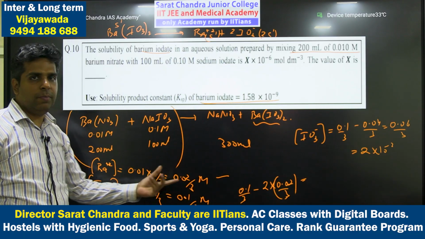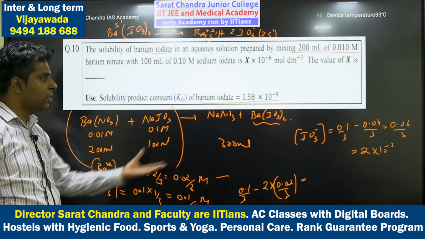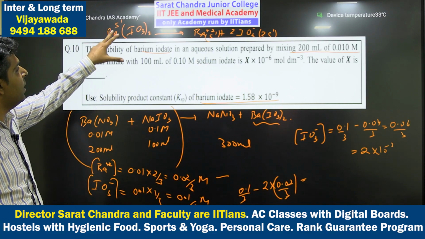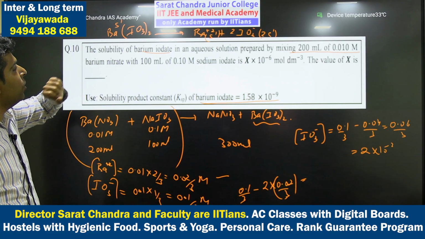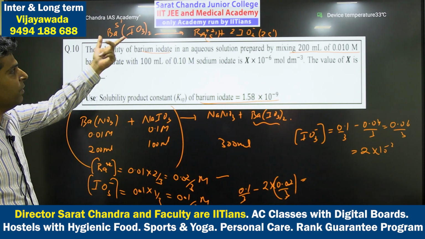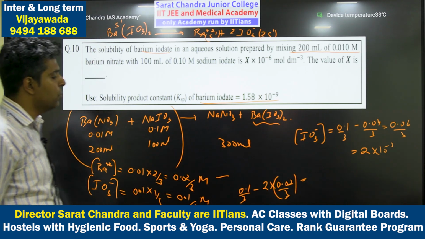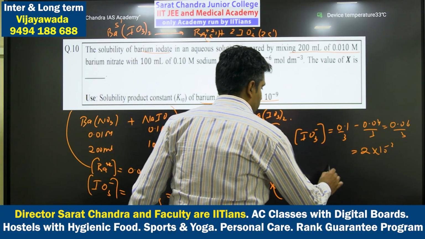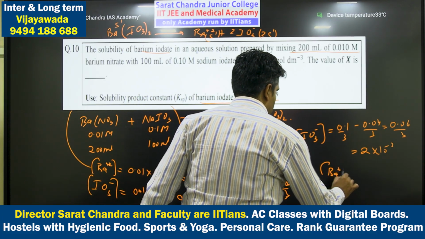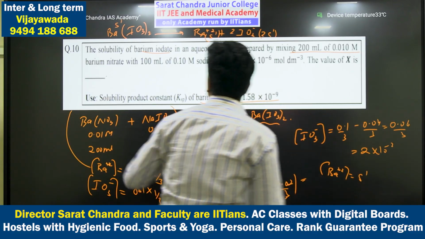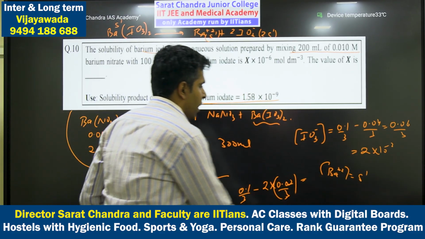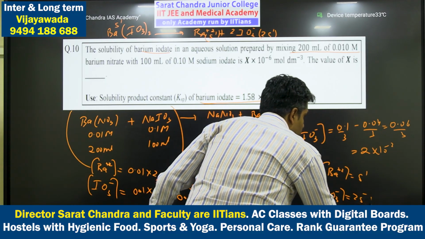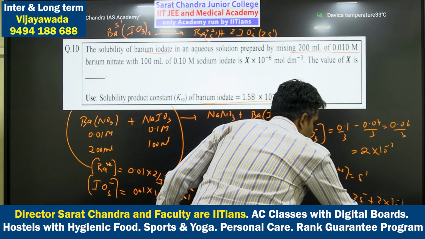Barium ion has already precipitated, that was the limiting reagent, and barium iodate has formed. Now in this mixture we have to find out the solubility of barium iodate, that we have assumed to be S dash. So in the saturated solution, the concentration of barium ion will be S dash, and the iodate ion will be twice S dash plus the remaining, that is 2 into 10 to the power minus 2.